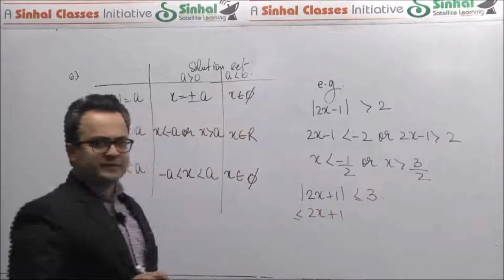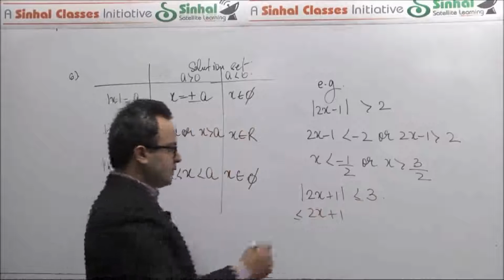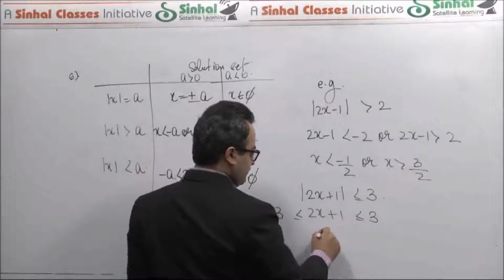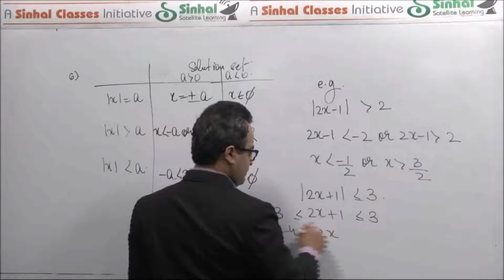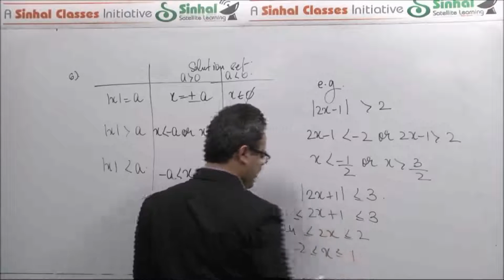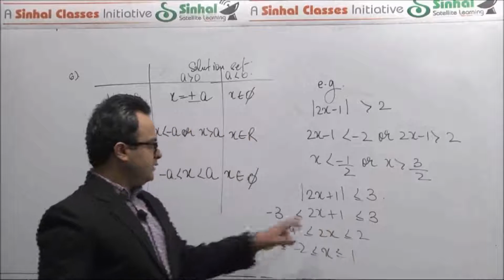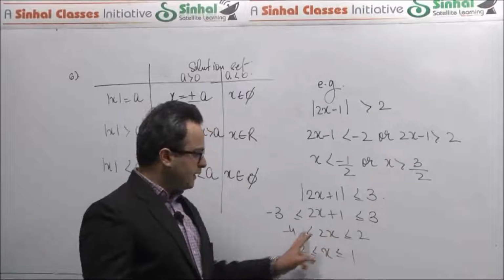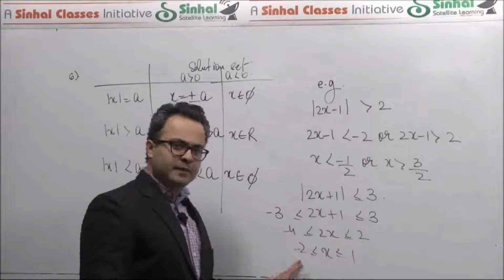So if mod of 2x plus 1 is less than or equal to 3, then 2x plus 1 itself has to lie between minus 3 and 3. Right? 2x plus 1 is between minus 3 and 3. 2x itself is between then minus 4 and 2, and x therefore itself is between minus 2 and 1.